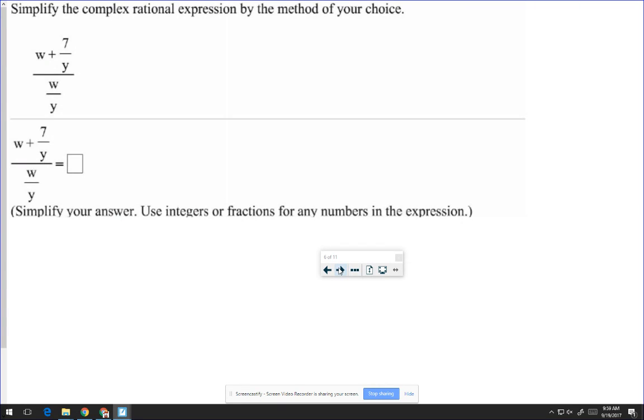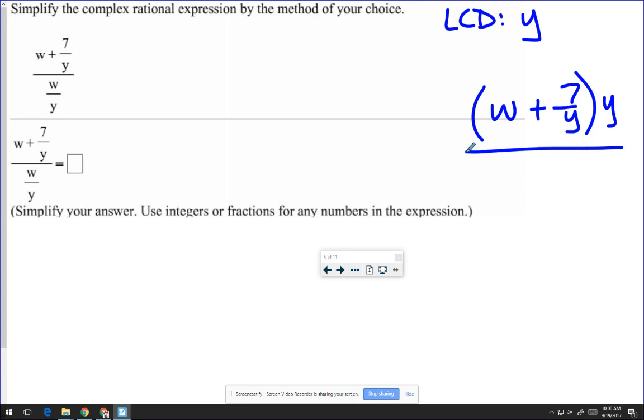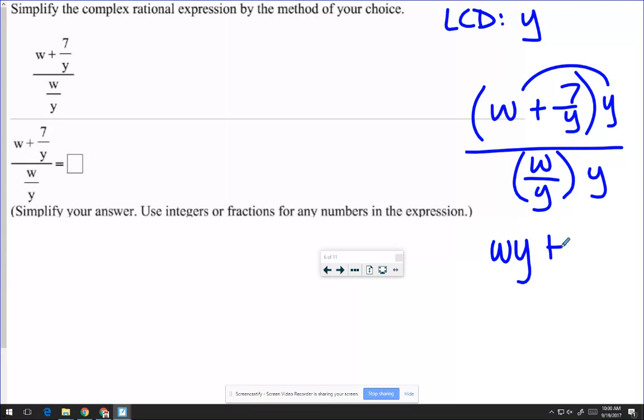All right, so just same thing with different variables, making it look a little bit weird. We have the LCD of y. So I'm going to multiply by y on top and on bottom. On top, that's a wy. The y's would cancel on the second term and make 7. On bottom, that's just a w. Can I cancel anything? No. I know you want to cancel the w's, but again, that's a part of a binomial and a monomial. They don't cancel, so I'm done.